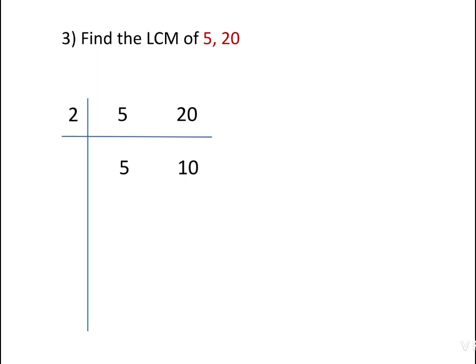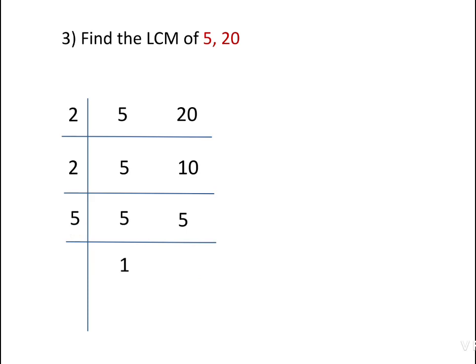Next question: LCM of 5 and 20. We write them together. 20 is divisible by 2, so we take 2, but 5 is not divisible, so we write 5 itself. Then in 20 how many 2s? 10. Again 10 is divisible by 2, so we take 2, and in 5 we write itself. In 10 how many 2s? 5. Again we take 5, because 5 is divisible only in 5.